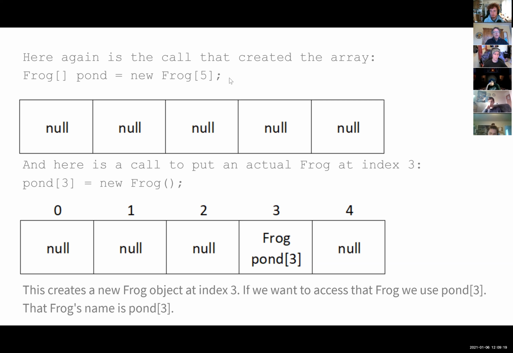Anyway, when you make a new array of object or reference data, whether it's frogs or students or books, all the different custom classes, it creates the spaces for everything, and then each thing is empty. It has the value null in it, and then you have to go through and put the actual frogs in there.